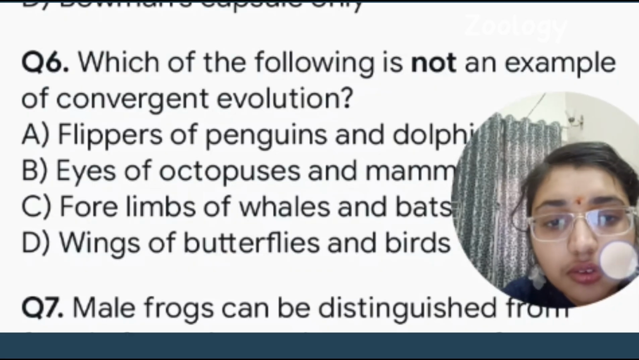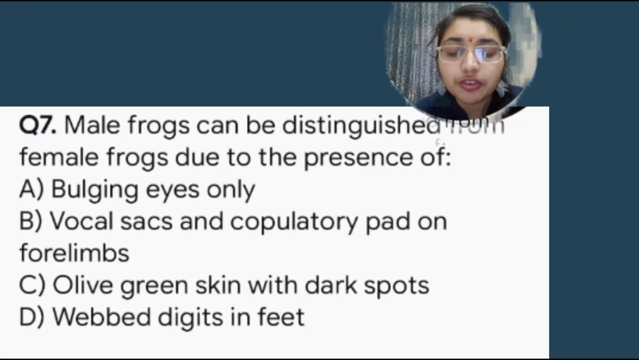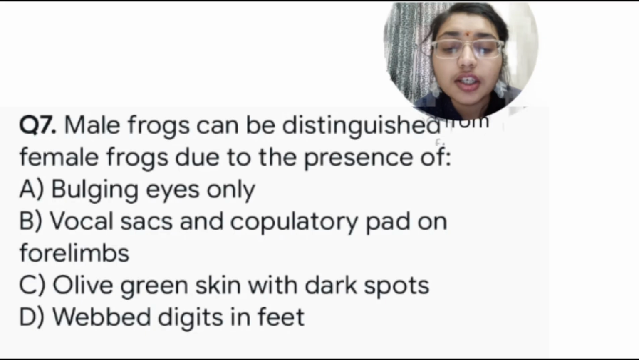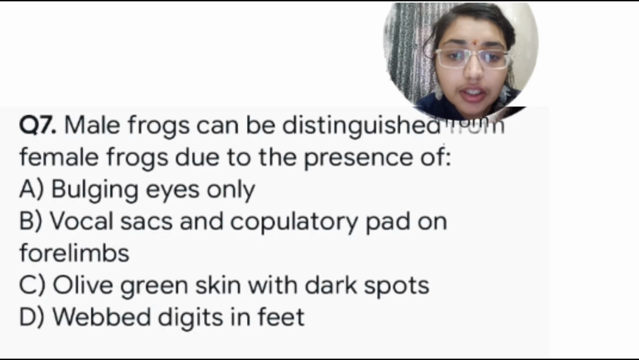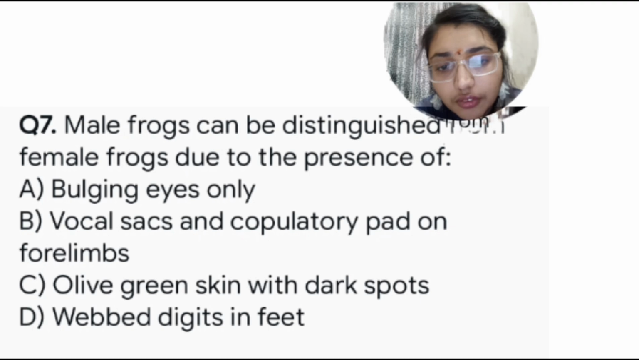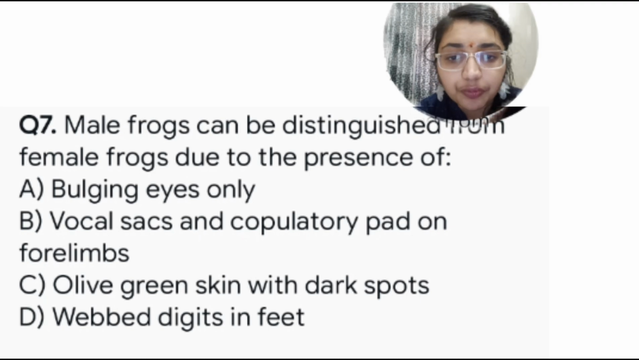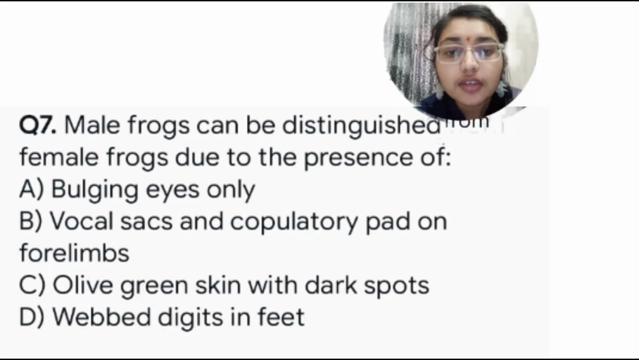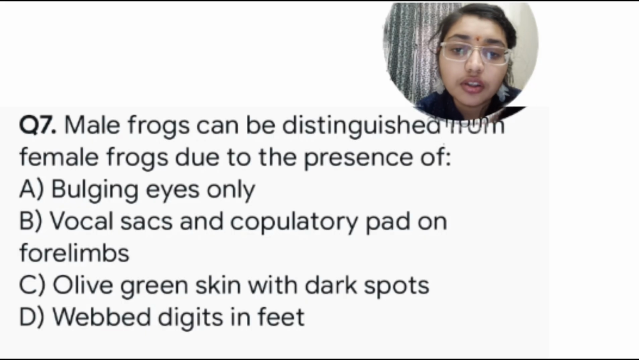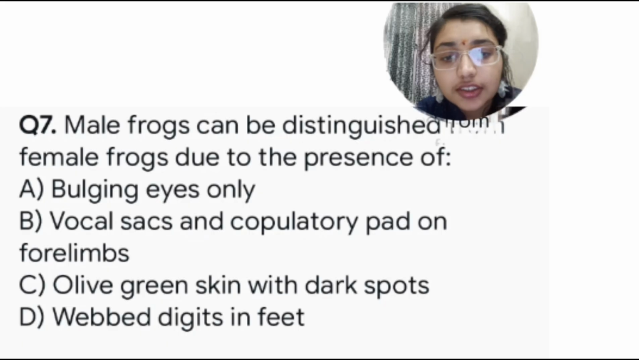Next question is, a male frog can be distinguished from a female frog due to the presence of: option A, bulging eyes only; option B, vocal sac and coupling pad on the forelimb. This is the correct answer. Option C is olive green skin with dark spots. No, because both male and female frogs have olive green skin with dark spots, and the webbed digits in feet are similar in both. All others are similar characters, whereas the vocal sac and coupling pad on the forelimb is the different one.